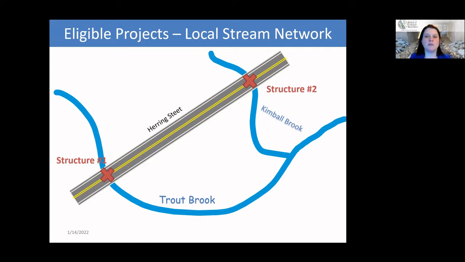Proposals which include culverts and bridges scattered geographically around the community or not hydrologically connected will not be competitive for funding. In these cases, municipalities should instead choose to submit one structure for consideration.